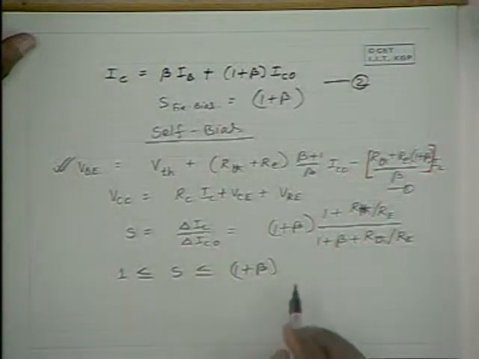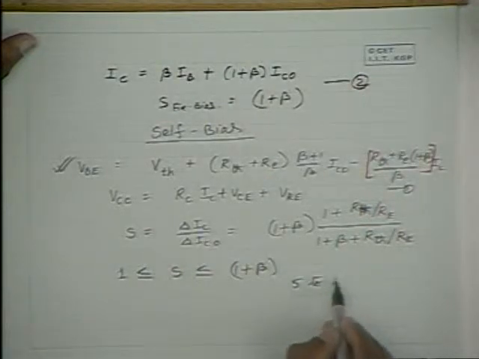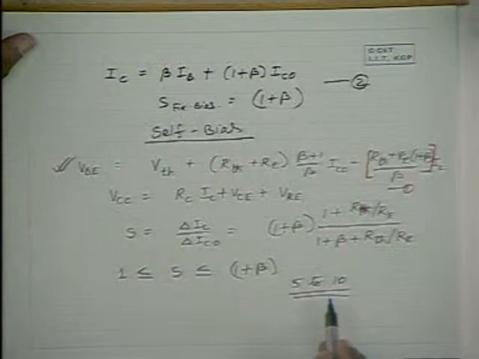Usually, it is important that circuits be designed to maintain a value of S of the order of 5 to 10. Practically, 5 to 10 is good for normal applications. However, for high temperature applications, the stability factor S has to be maintained at a lower value than this. Similarly, we can have expressions for the other stability factors, the stability factor due to beta, and the stability factor due to variations in the base to emitter potential. These can be found in the literature, and the reader is advised to go through the literature.